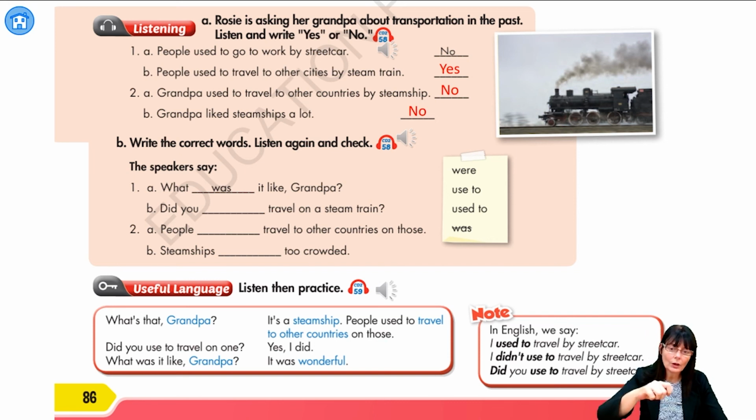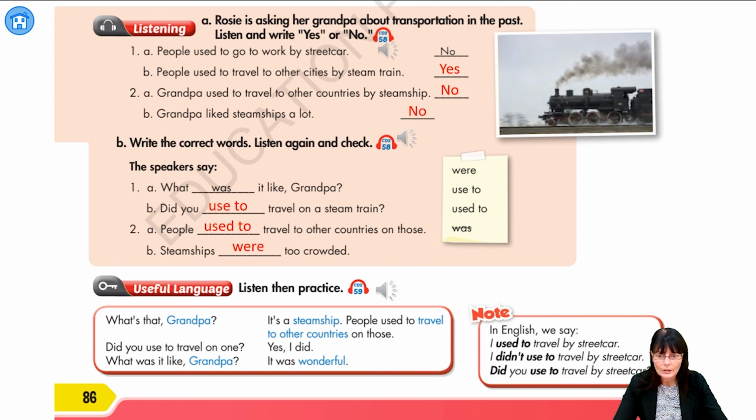So all you have to do is just write the correct words. But we'll go through and check the answers now. So 1A, what was it like, Grandpa? And 1B, did you used to travel on a steam train? And 2A, people used to travel to other countries on those. And B, steamships were too crowded. Okay, so yeah, Grandpa, he preferred other forms of travel. So he didn't like the steamships because they were too crowded.